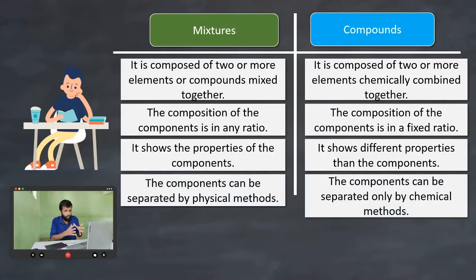Then, the components of a mixture can be separated by physical methods. In a mixture, we have already learned which are the physical methods, so I can use those to separate a mixture. But in a compound, physical methods cannot be used. We need to use chemical methods to separate compounds.